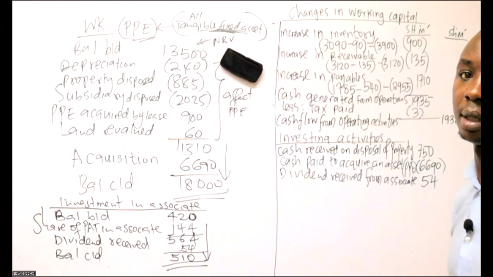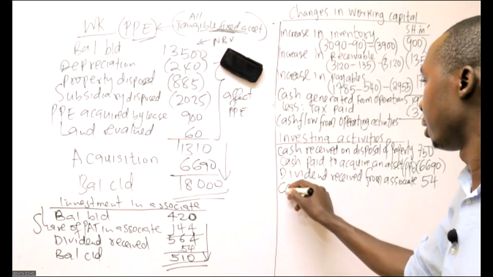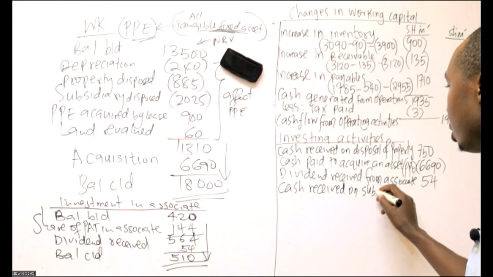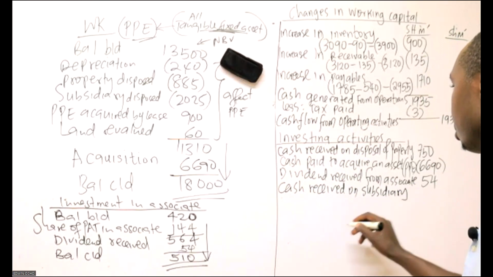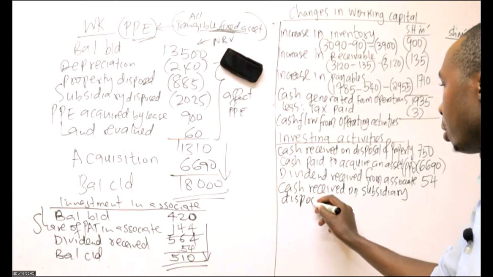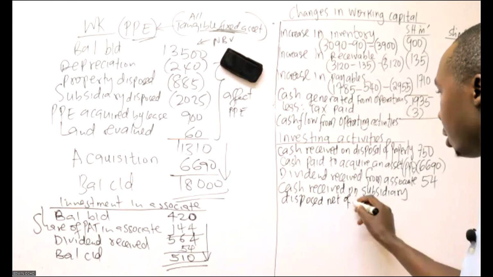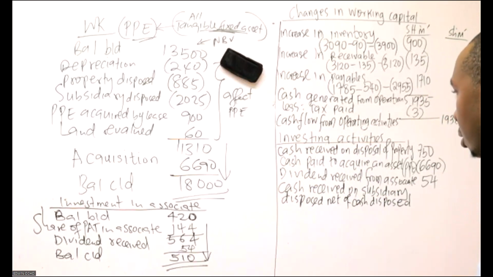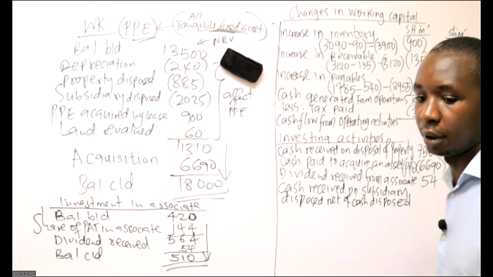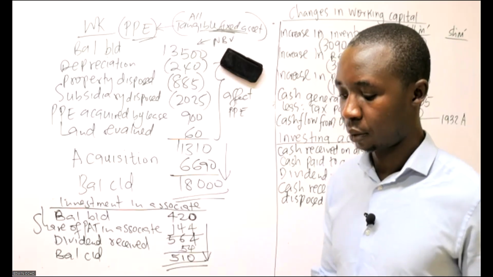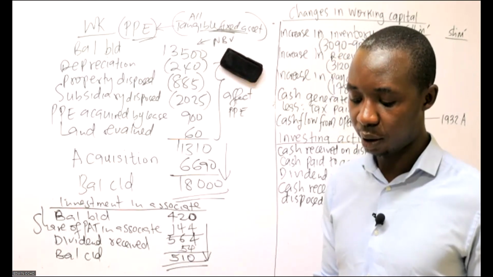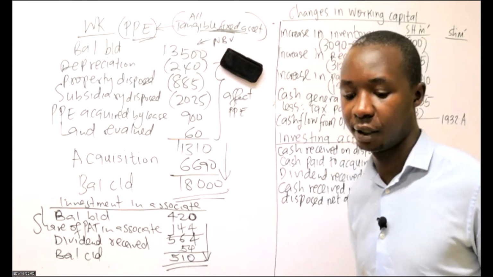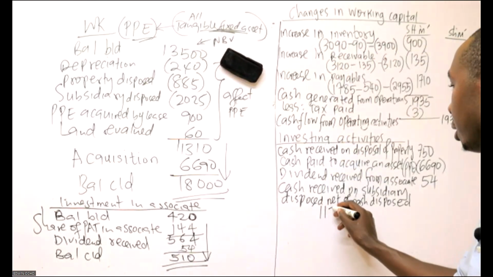Then finally, due to the subsidiary which was disposed, this cash received. Cash received on subsidiary disposed, net of cash disposed. So in note 3, when they disposed this subsidiary, they received 1170. That is what they said. On 1st August 2017, the group disposed of an 80% owned subsidiary for 1170.